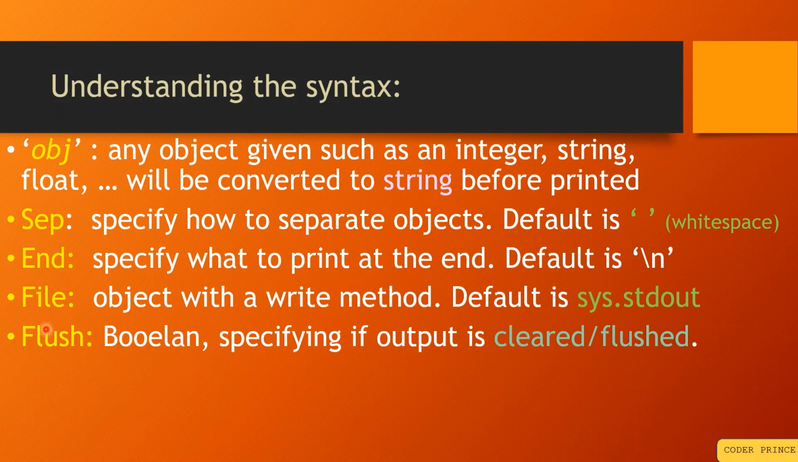Let's not go deep into this because we are targeting the basics of Python. If you want, you can Google it. But file is an object with a write method, right? By default, it is sys.stdout. And flush is a Boolean value, and it is used to specify if an output is to be cleared or flushed. By default this is false. If you specify this as true, you can clear or flush the output.